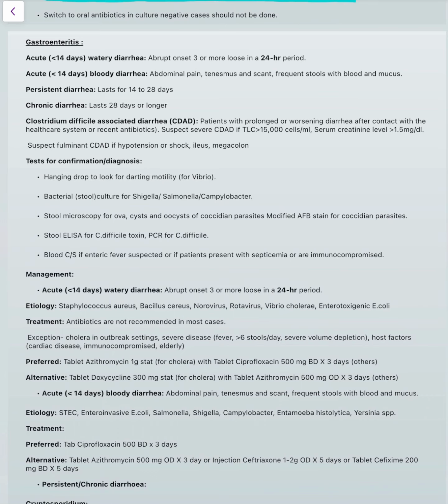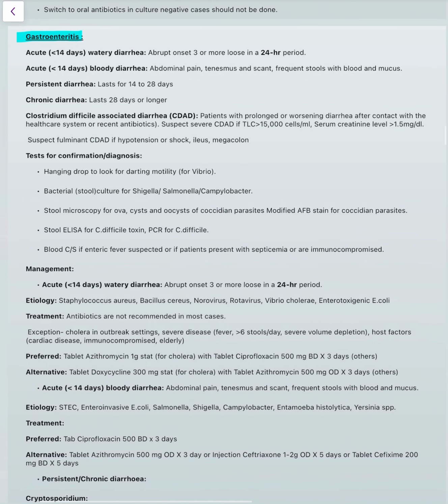Let us continue the discussion on empirical antibiotic therapy. Okay, today's topic is gastroenteritis, that is diarrhea, right? Diarrhea can be acute, persistent, or chronic. Okay, acute diarrhea is when it is less than 2 weeks.